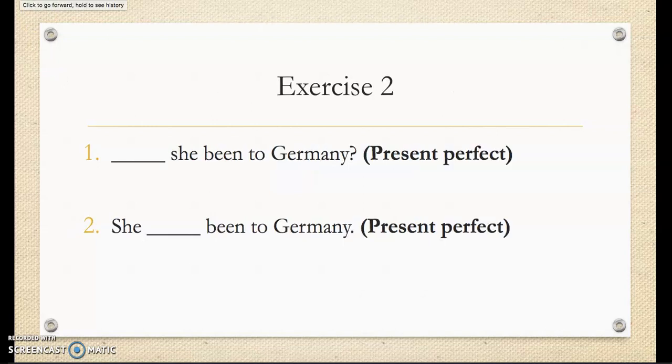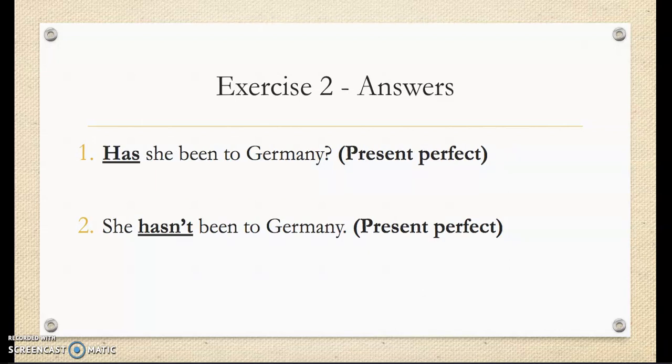Let's try another one. Again, this time in number 1, you need to create a question, this time using the present perfect tense. And in number 2, also in the present perfect tense, you need to create a negative statement. So use an auxiliary verb to fill in the blanks. Please pause the video and come back when you are ready.